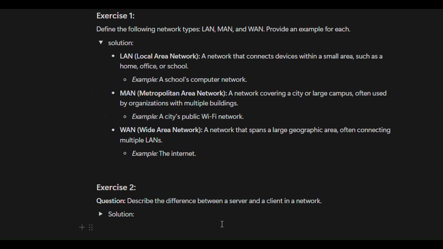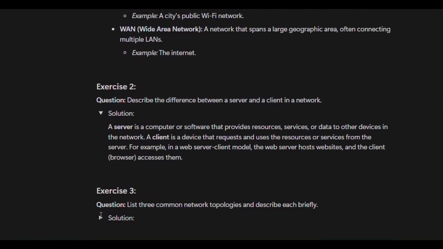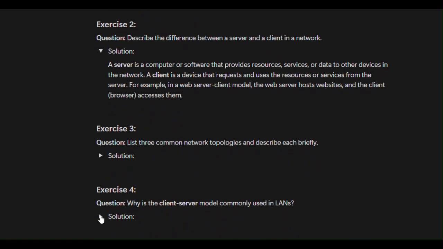Now exercise 2, describe the difference between a server and a client in a network. A server is a computer or a software that provides resources or a service or data to other devices in the network. But a client is a device that requests and uses the resources of or a service from the server. For example, in a web server client model, the web server hosts websites and the client or the browser accesses them. This is the difference between the server and the client.